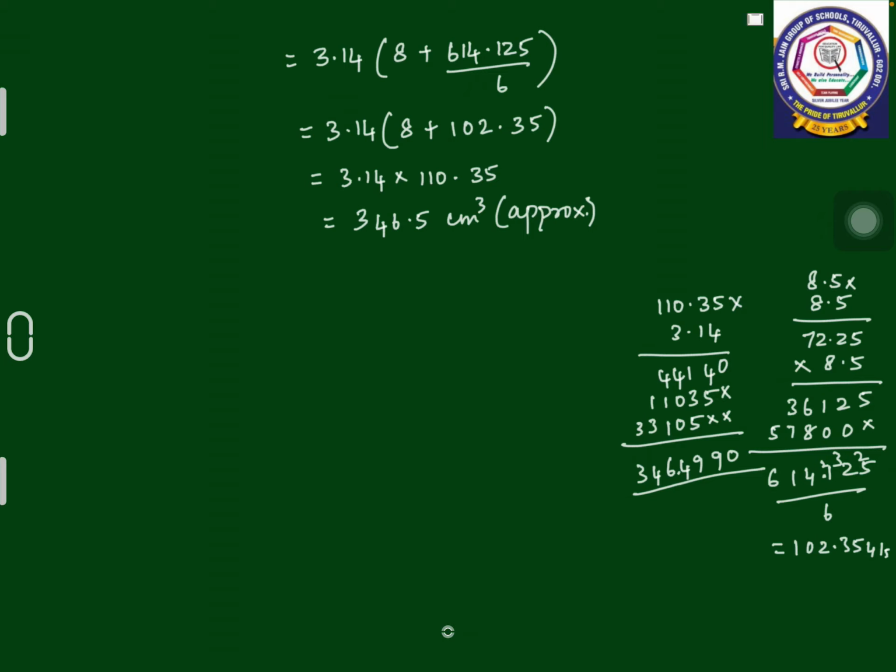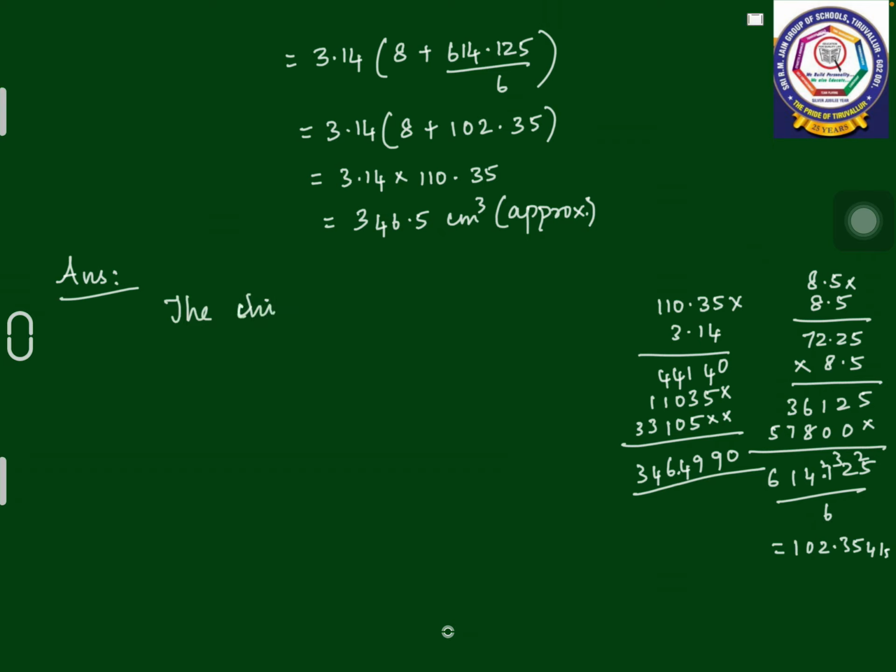This is the more or less accurate value, but the question asks us to check whether the child is correct. What did the child say? She finds its volume to be 345 centimeter cube. The child says 345, but here we are getting 346.5. So what she said is not correct. So what should you write as the answer? The child is not correct.